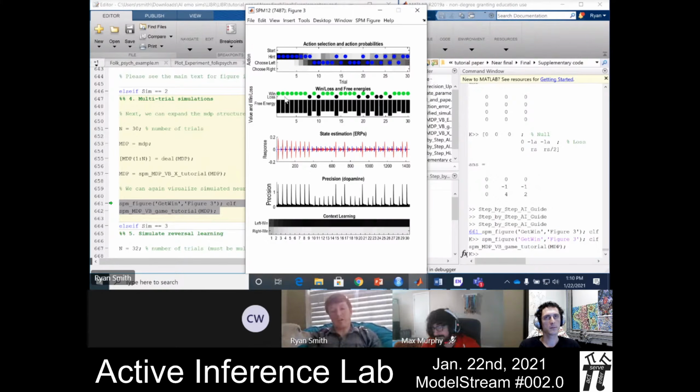And this next plot below is just green is a win, black is a loss, and you can see when it loses, the negative free energies are larger. Again, I won't go through this. These last two are just part of the neural process theory. They're the expected ERPs and expected dopamine responses that the theory would predict. And then this bottom one is the evolution of the agent's priors about whether it's going to be the left win or the right win context.